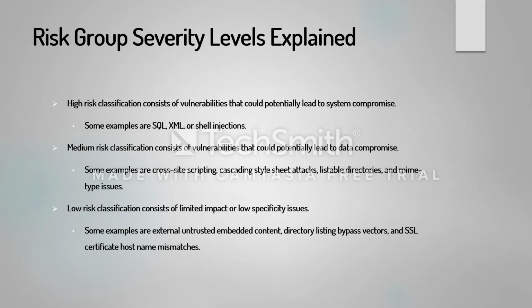Medium risk classification consists of vulnerabilities that could potentially lead to data compromise. Some examples are cross-site scripting, cascading style sheet attacks, listable directories, and MIME type issues. And then low risk classification issues are usually issues that have limited impact. Some examples of those are external untrusted embedded content, directory listing bypass vectors, and SSL certificate hostname mismatches.